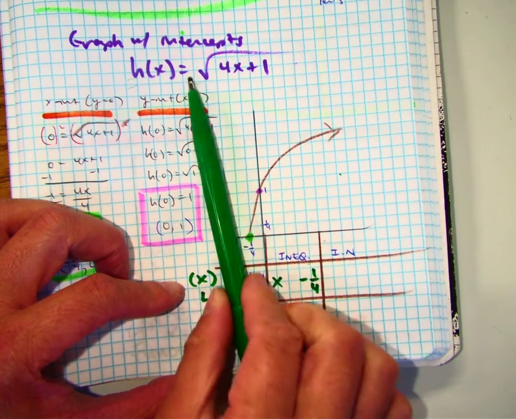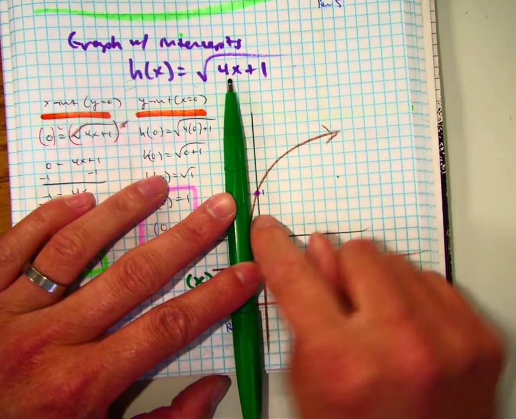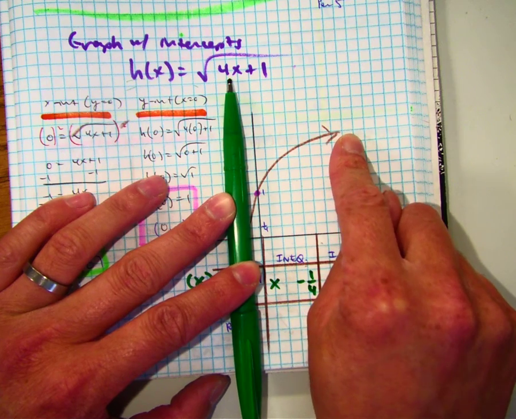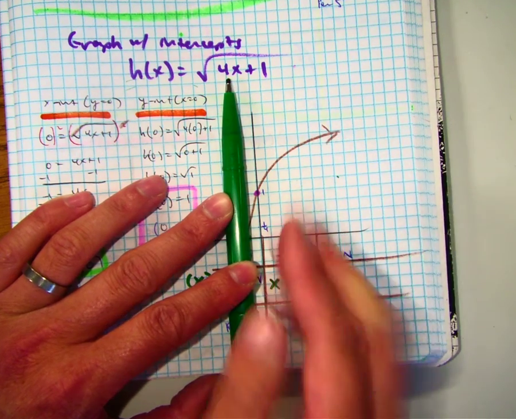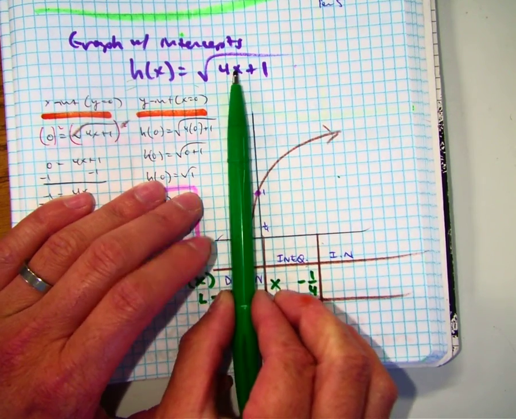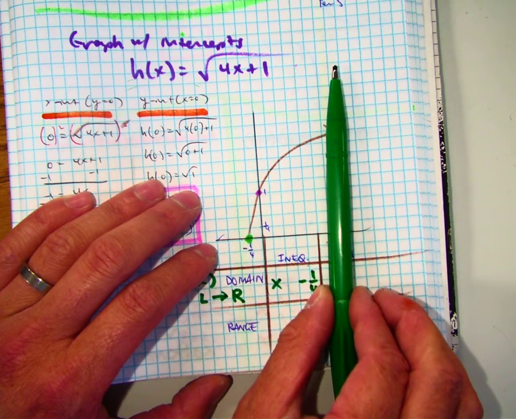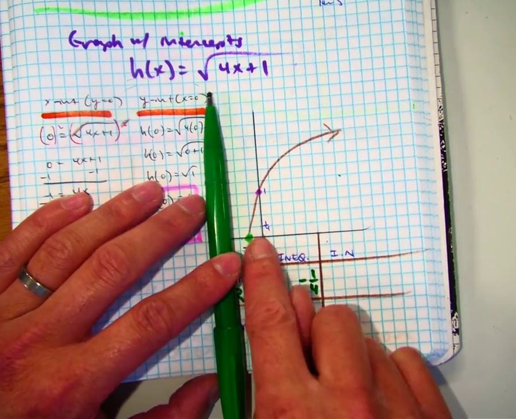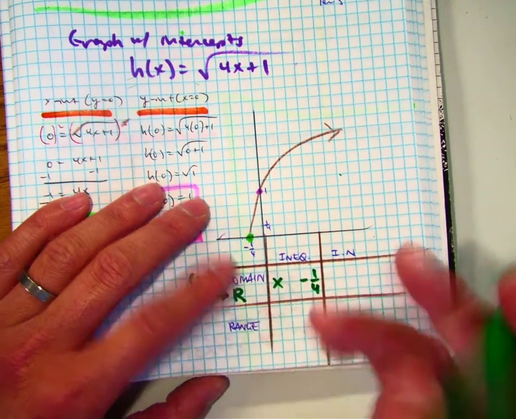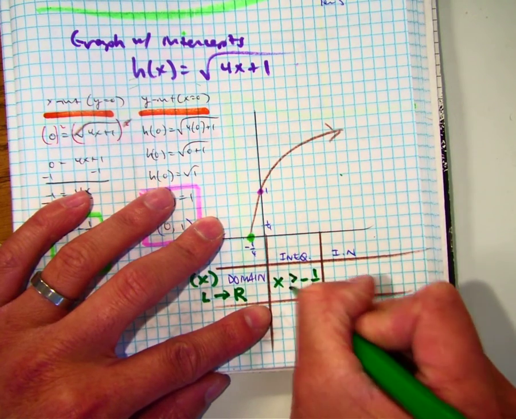And as I go towards the right, don't pay attention to it going up. Just pay attention as I move my pen along, there's something there. There's something on the graph. The numbers on the x-axis are getting bigger. We say x is greater than or equal to negative 1/4.